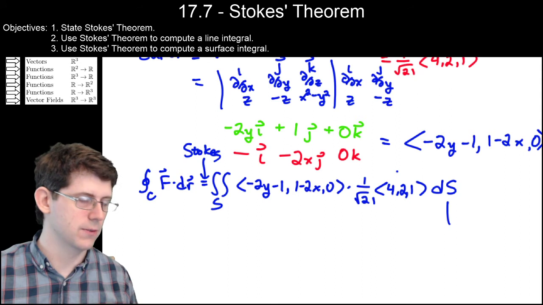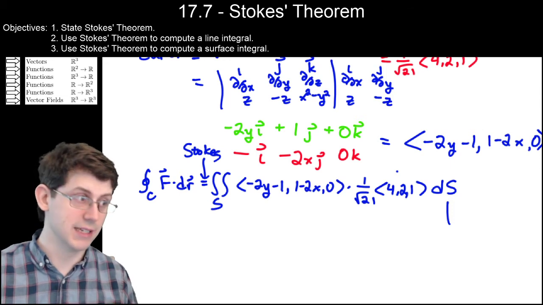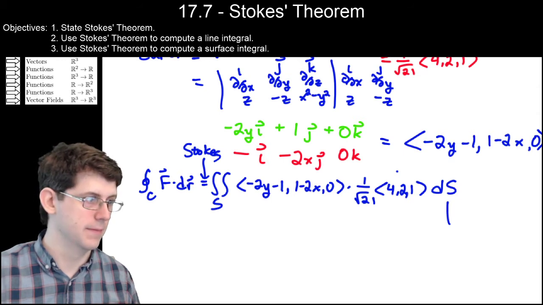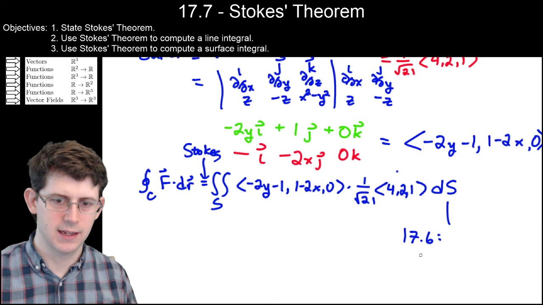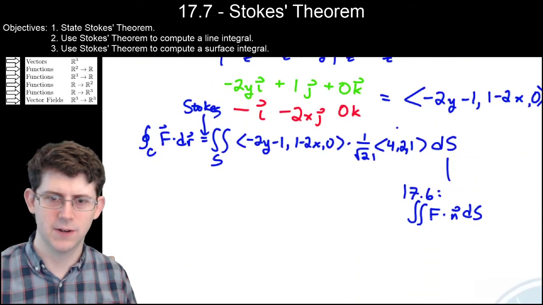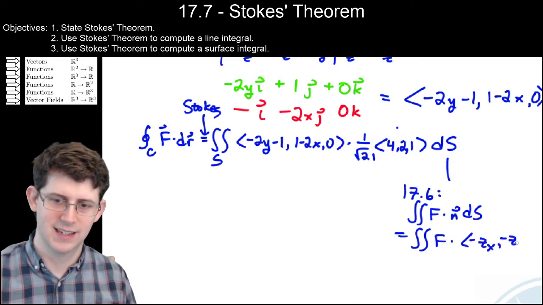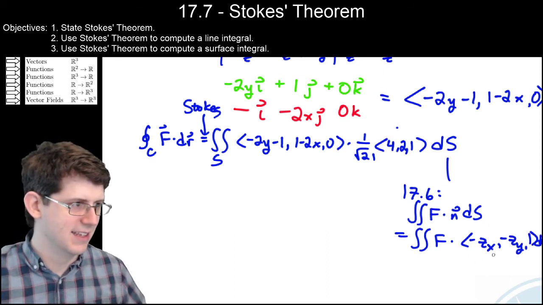One was where you had a parameterization for your surface, and one was where your surface was explicitly defined. So if we go back to 17.6 to see how this worked, 17.6 said that the integral of f dot n dS, which is what we're looking for, is the integral of f dot this instead.